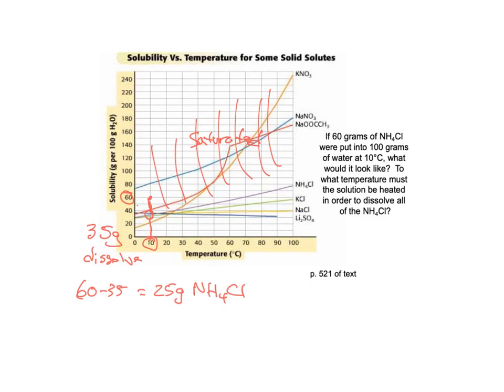And the next part of the problem says, okay, what temperature do we have to heat it to in order to get all that NH4Cl, ammonium chloride, to actually dissolve? In that case, I've got to look at what point on this graph for NH4Cl I can dissolve all 60. It looks like it intersects right about there. If I travel along the 60 gram line, at about 70 degrees Celsius, all of that 60 grams of ammonium chloride would in fact dissolve.